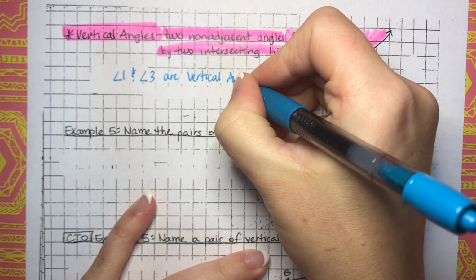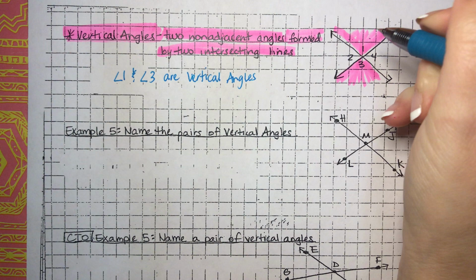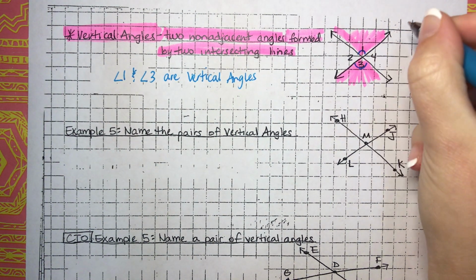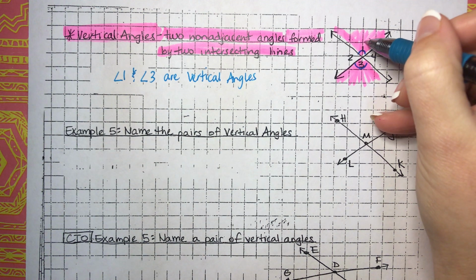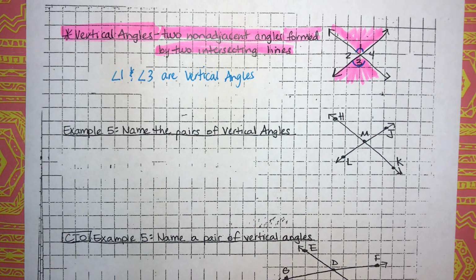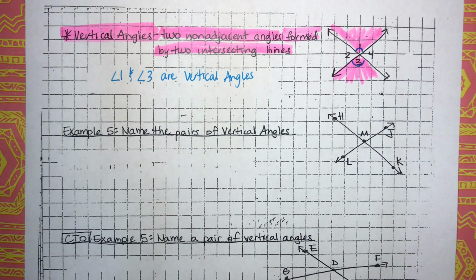The cool thing about vertical angles that you'll learn in a little bit is that vertical angles are congruent to each other, right? So if this was 60 degrees, this is 60 degrees. I always like vertical angles. Vertical angles are fun. Do you see any other vertical angles in this picture?